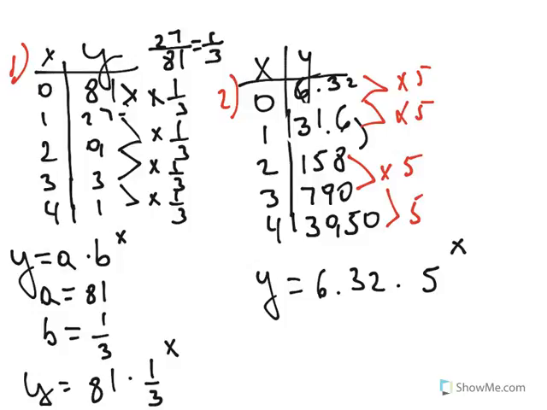Remember, b is called the common ratio, factor of growth, or base, and a is called the initial value. It's also called the y-intercept, or the starting point.